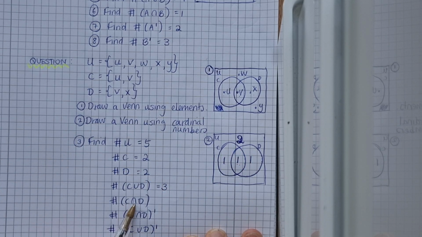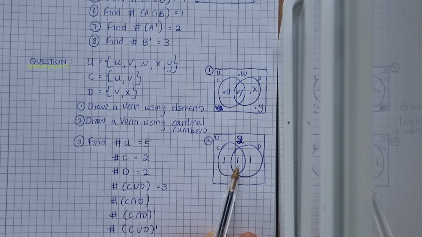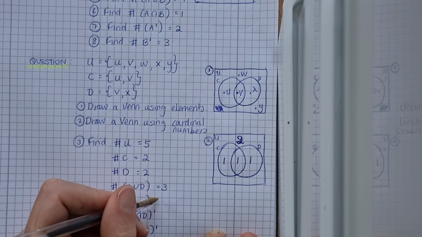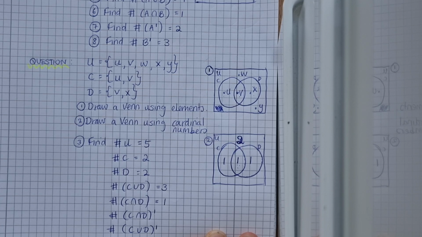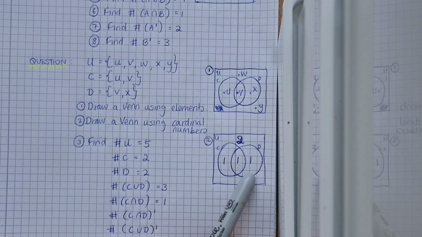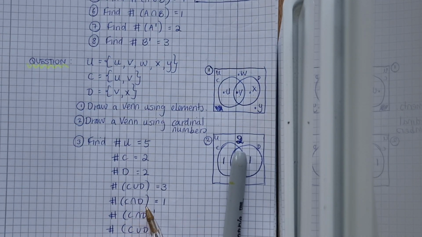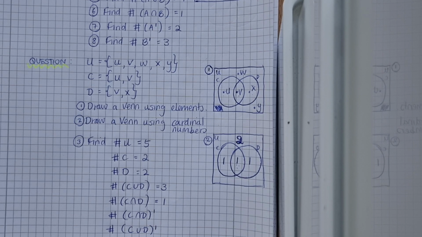And then C intersection D. That's what they share in the middle, isn't it? That's the intersection. So that's 1. Now, okay, next I've got C intersection D complement. So remember, that means outside of the intersection. So I'm going to cover over the intersection. And what can I see that's left? I've got 2 and 1 and 1. That makes 4.